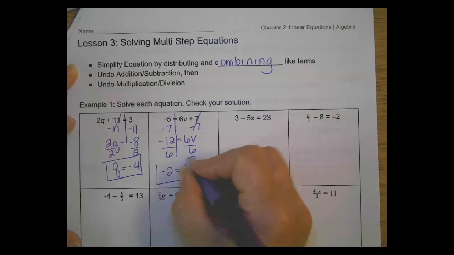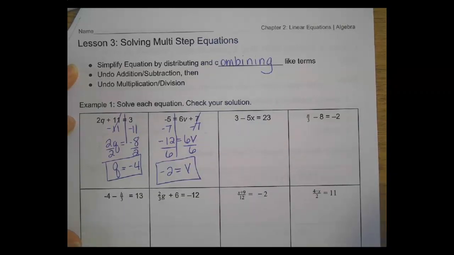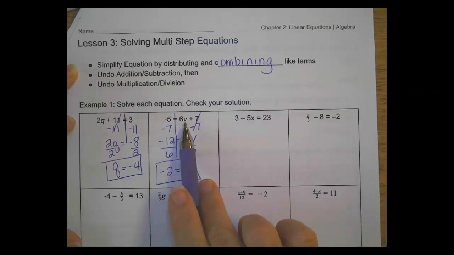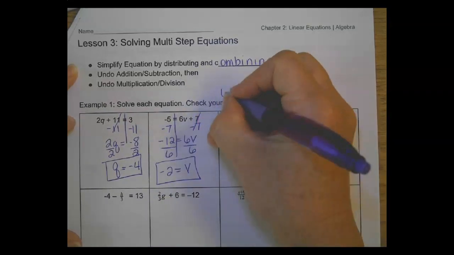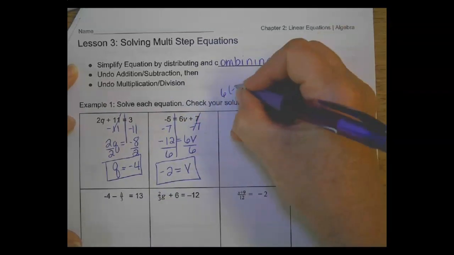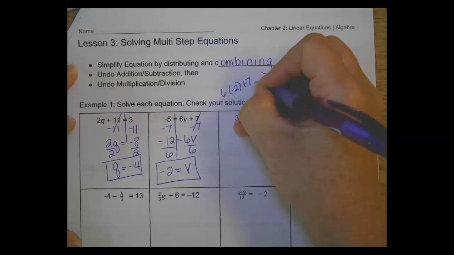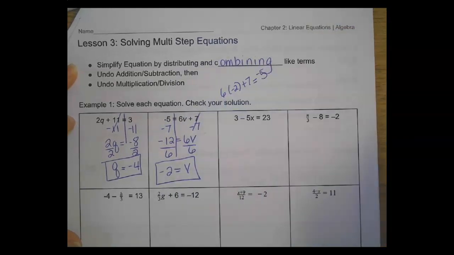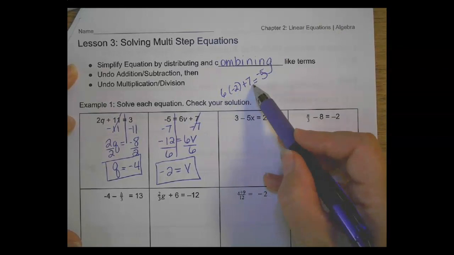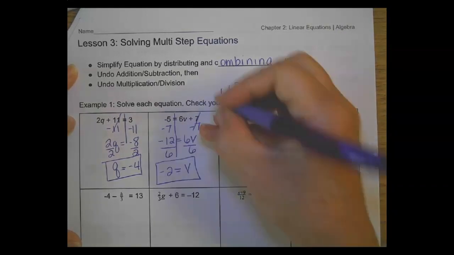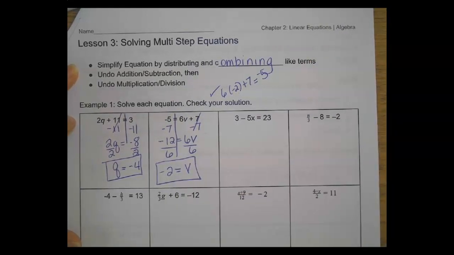You can always check to make sure you did it correctly by saying 6 times negative 2. I'll just do it up here. So 6 times negative 2 plus 7, does it equal negative 5? So negative 12 plus 7 does equal negative 5. So we've checked it and we're ready to move on.